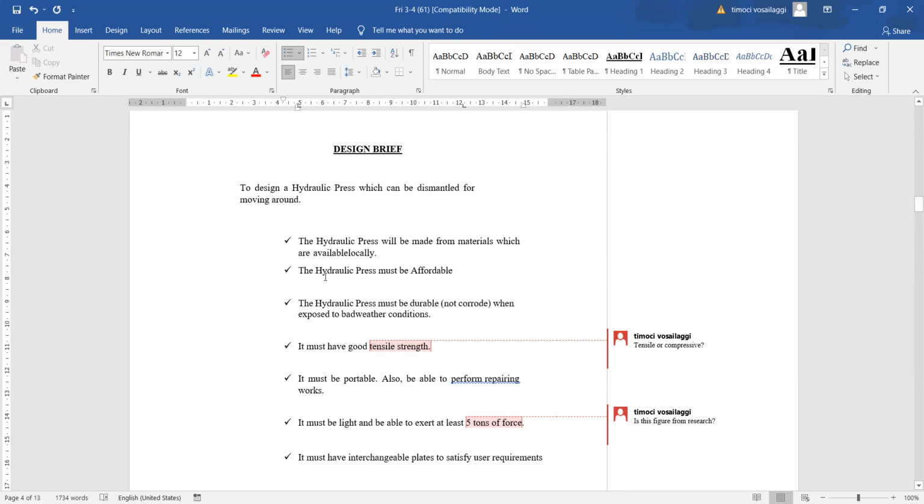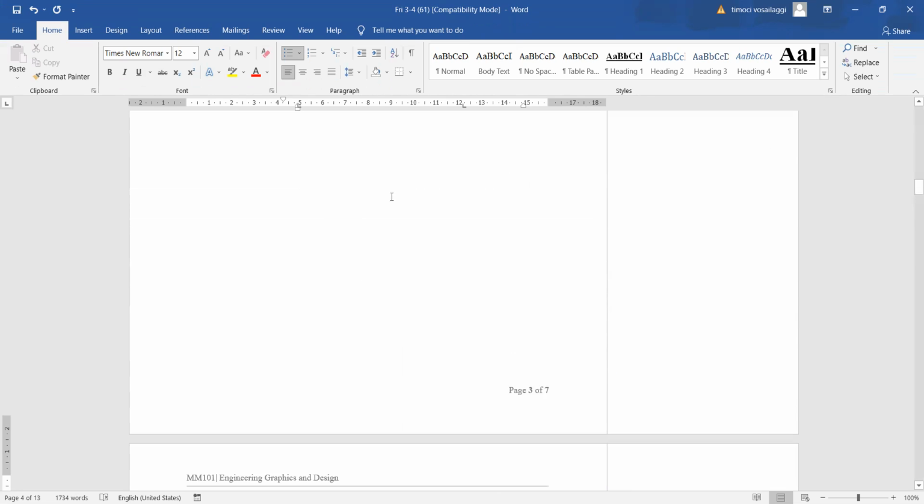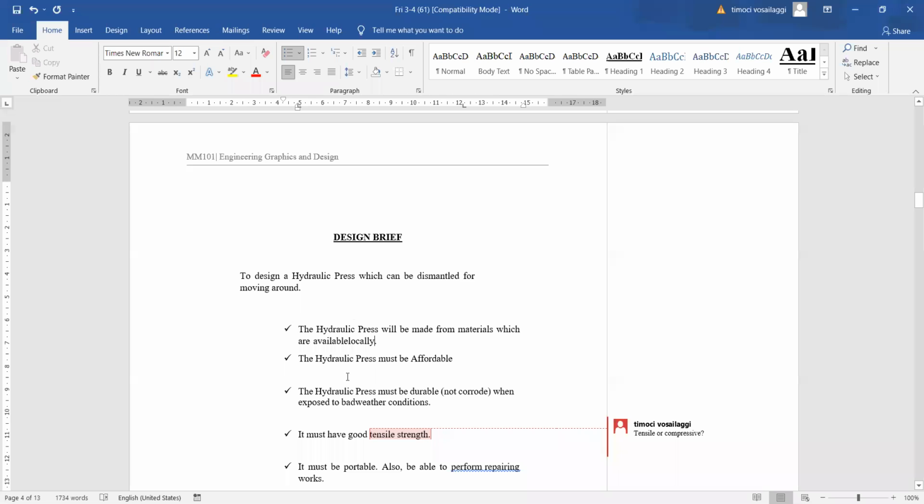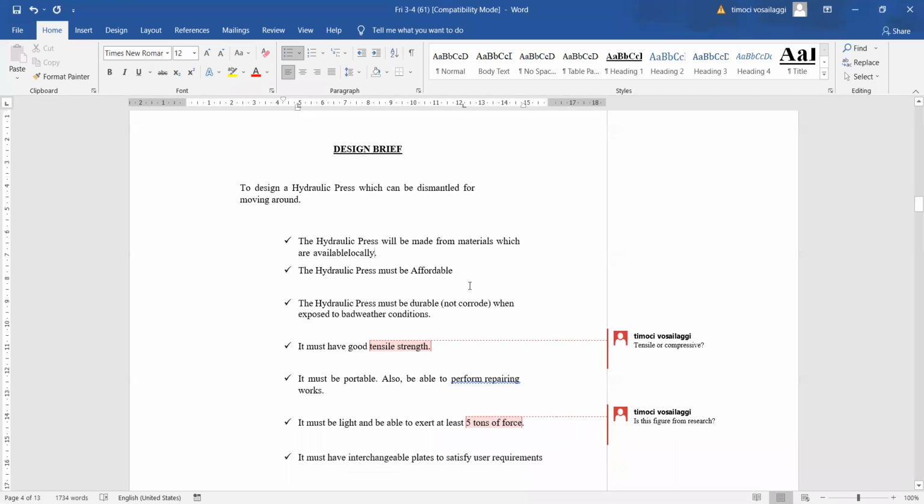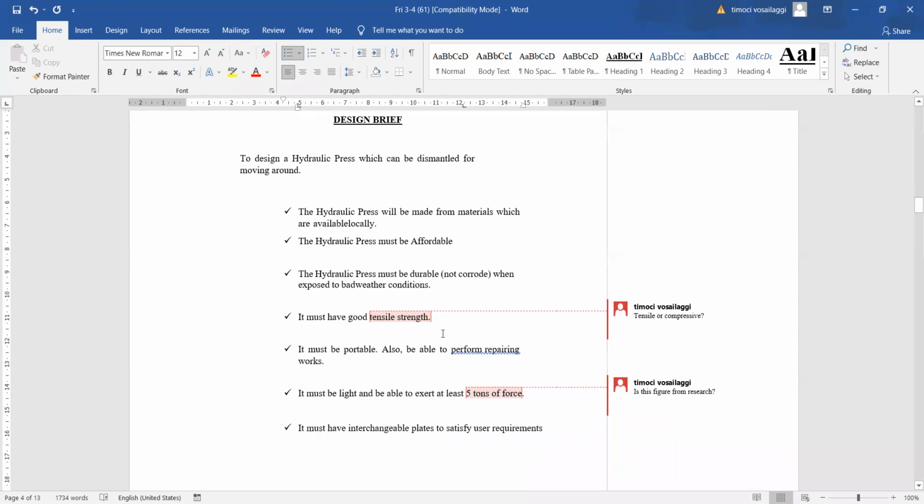Hydraulic press must be affordable. You've mentioned that in your problem statement that that's a big issue, so I agree. Hydraulic press must be durable, not corrode when exposed to bad weather conditions. Again, a very important criteria to have, so good addition. Must have good tensile strength.